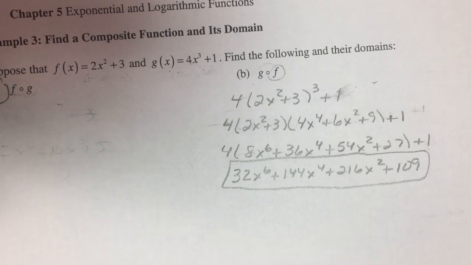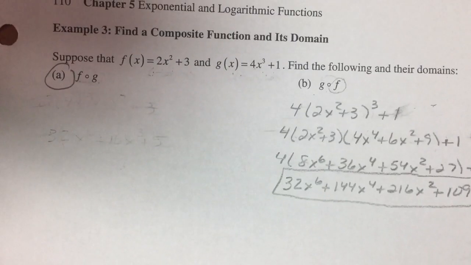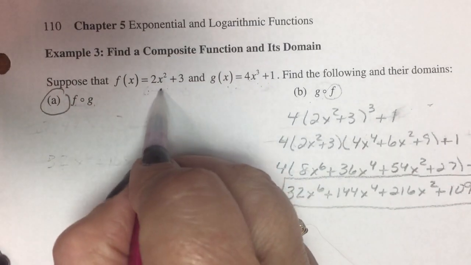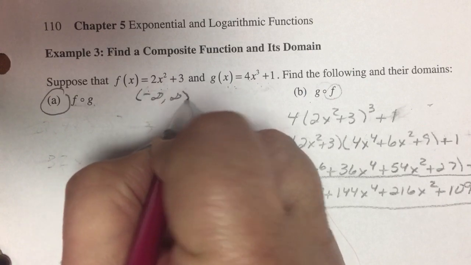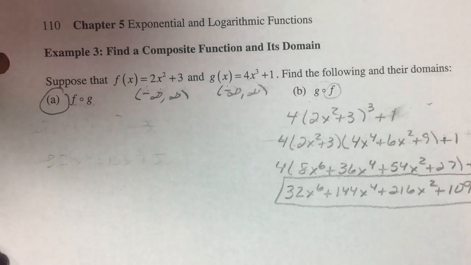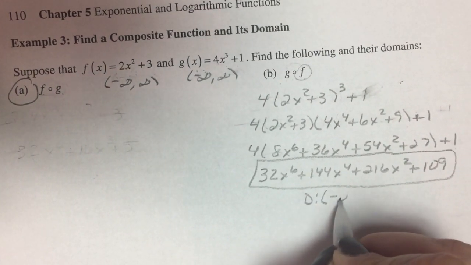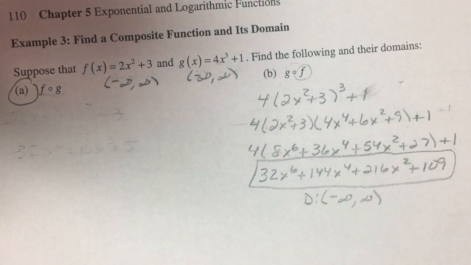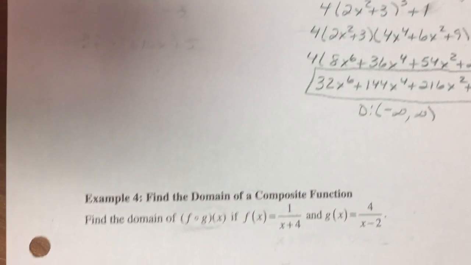Now, notice it also asks me to find the domains. Well, this one's easy. If the two domains of your original functions are both all real numbers, which they are in this case, then automatically the domain of your composition function will also be all real numbers. No issue. Let's go on to example 4, though.